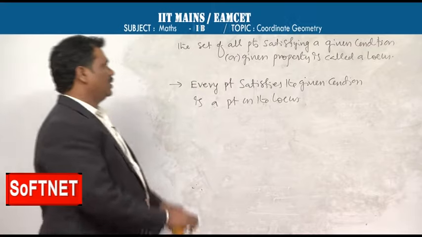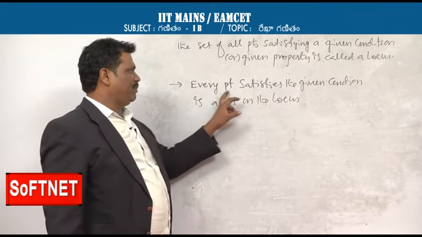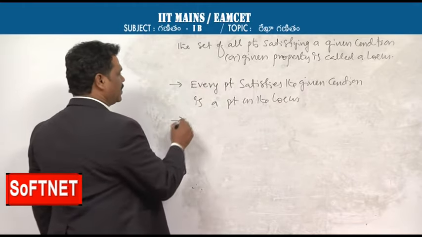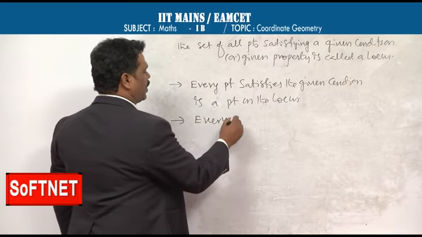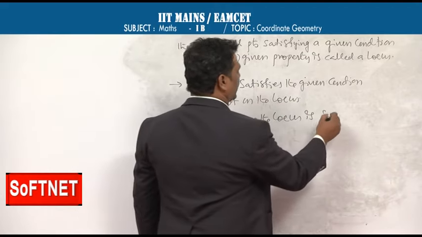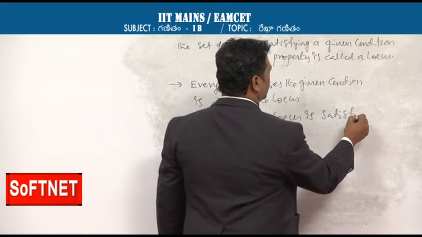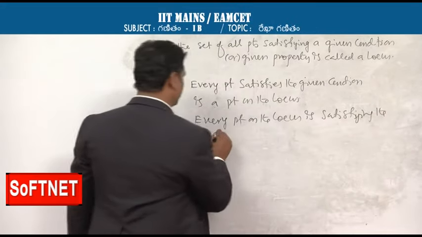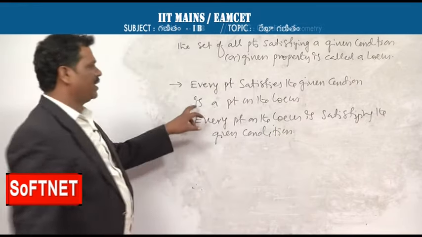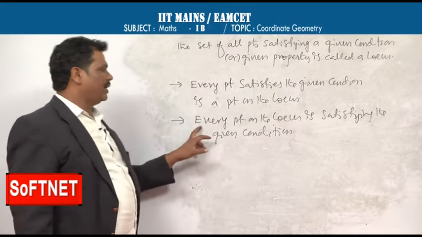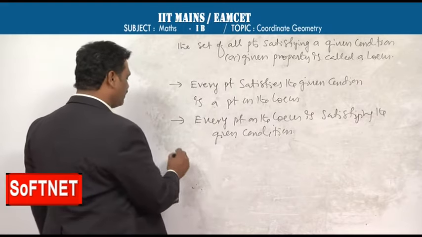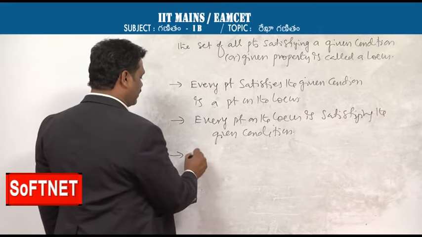So the next point is every point satisfying the given condition is a point on the locus. And every point on the locus is satisfying the given condition. Conversely, every point satisfying the given condition is a point on the locus, and every point on the locus is satisfying the given condition. Next definition is the equation of locus.